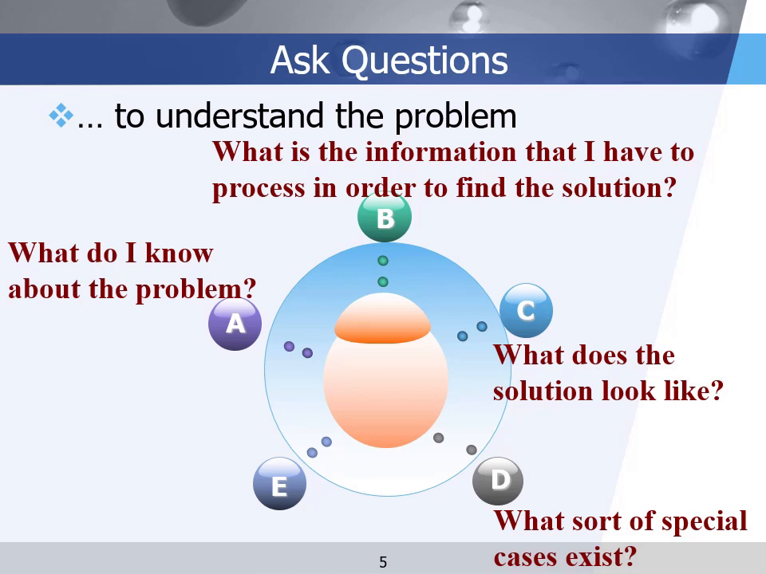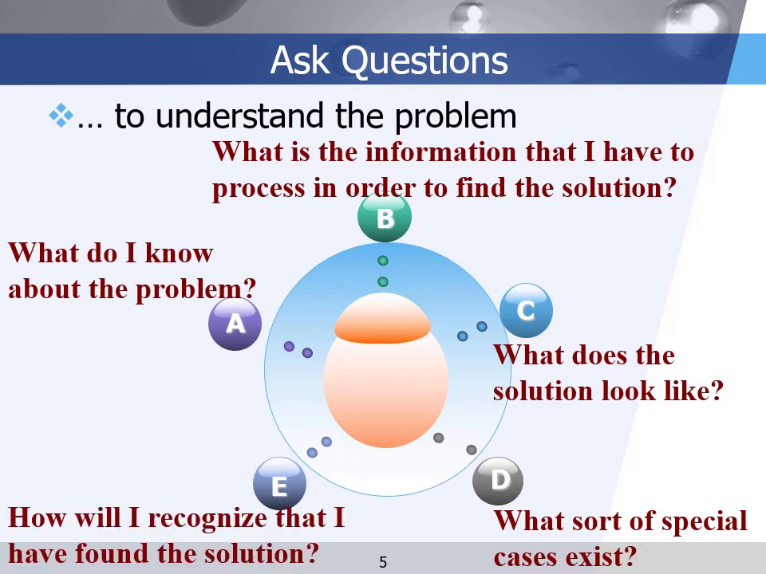What sort of special cases exist? This is quite important. For a problem, you probably have many special cases. If your algorithm doesn't think about these special cases, your approach is not complete. It's probably not stable. Lastly, how will I recognize that I have found the solution? Because you need to evaluate your design. These are the questions that you can ask yourself when you try to analyze a problem.